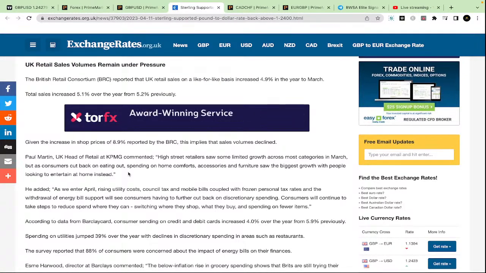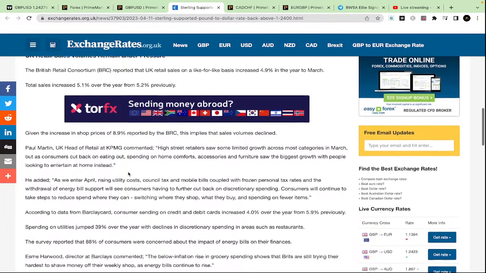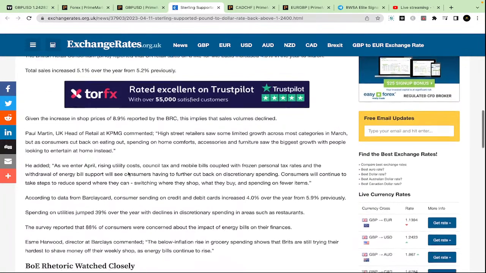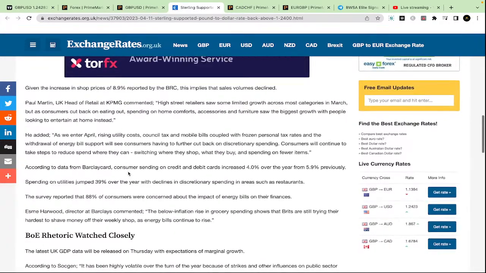The British Retail Consortium reported that the UK sales on a like-for-like basis increased 4.9% for the year to March. Total sales increased 5.1% over the year from 5.2% previously. Given the increase in shop prices of 8.9% reported by the BRC, this implies that sales volume declined.